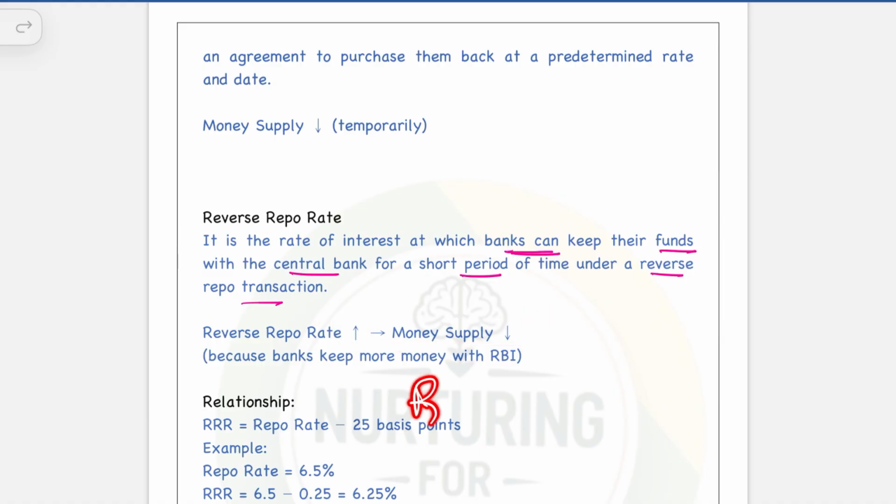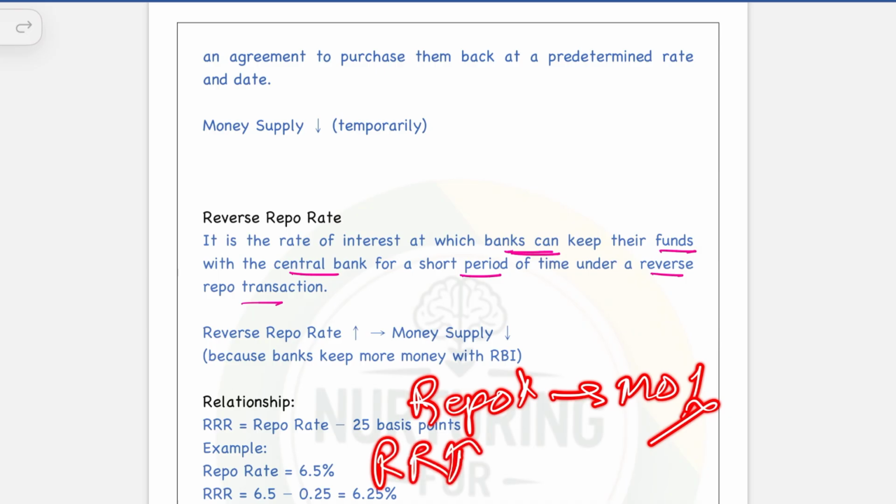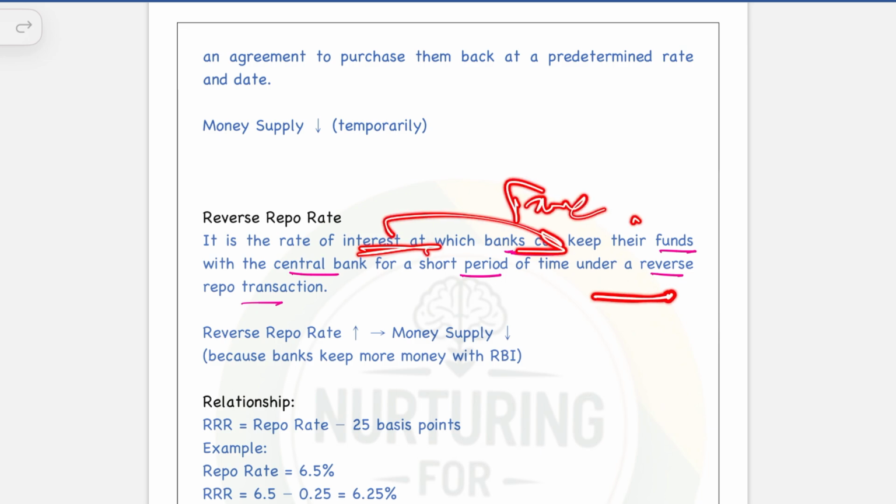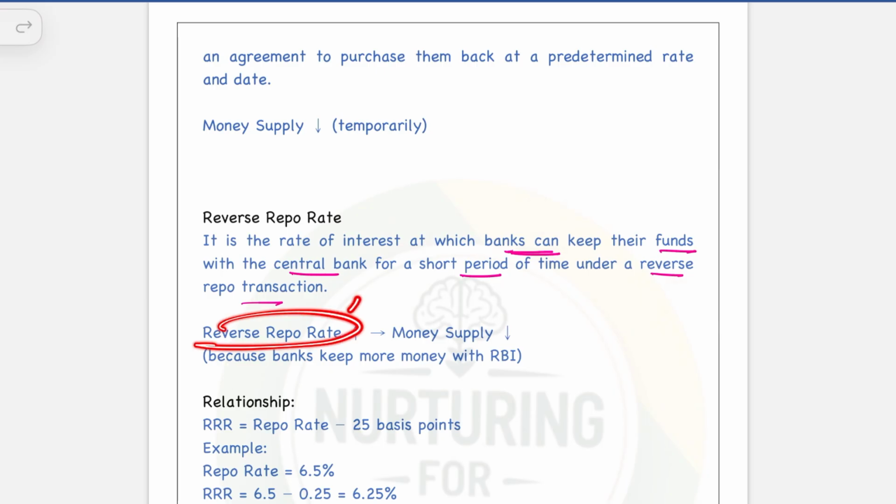So not only when the repo increases does money supply decrease, even when the reverse repo increases, money supply decreases. Why? Because it is the rate at which banks keep their funds with the RBI for the shorter term, and when the reverse repo increases, the propensity or motivation for the banks to lend to others than the RBI decreases. Why? Because they feel that the RBI is the safest bet among all. It's gilt-edged, so they would prefer to keep their funds with the RBI rather than lending them to others and indulging in credit creation, and this reduces the overall money supply.